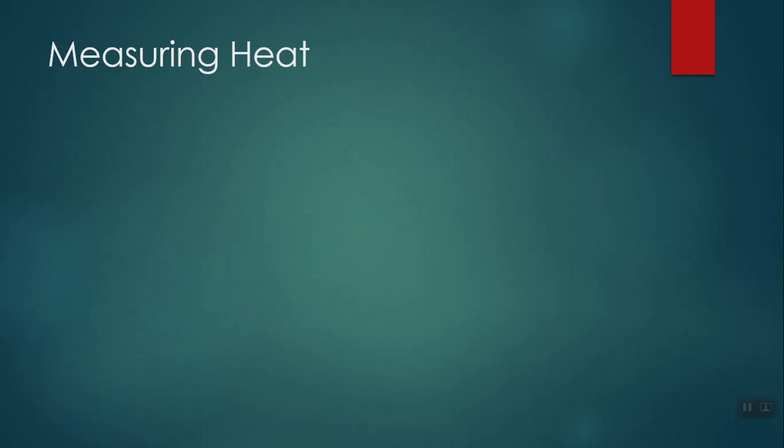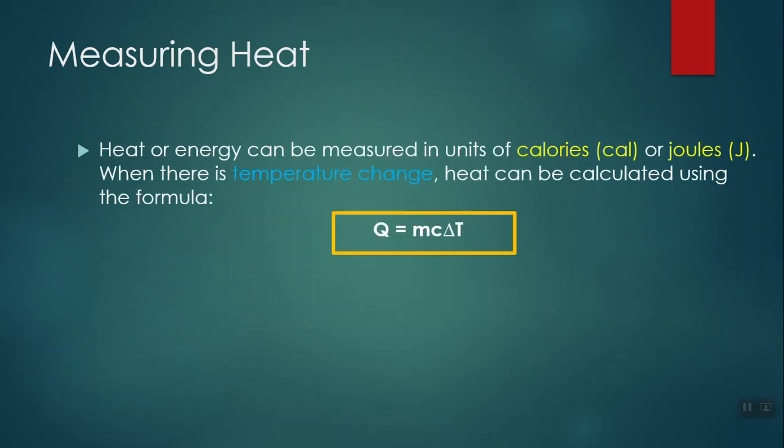When we measure heat, we measure it in units of calories or joules. Now, if you're thinking calories like food calories, you're absolutely right. But if you look here, it's a lowercase c calorie, whereas a food calorie is actually a capital C calorie. And so 1,000 lowercase c calories is equal to 1 food calorie. So you can think of a food calorie as a kilocalorie. 1,000 calories is equal to 1 food calorie.